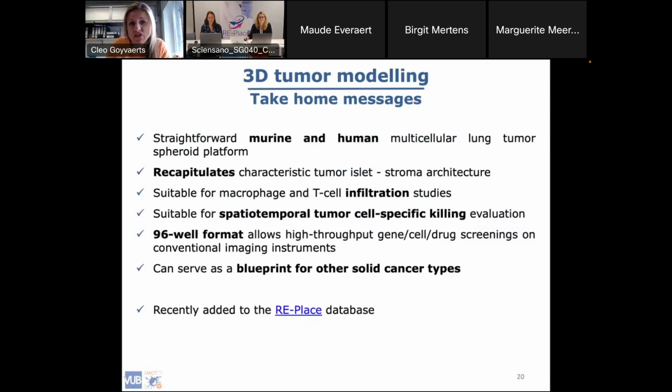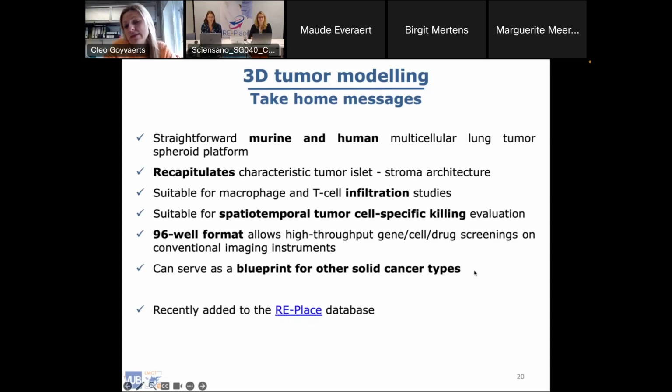I think as take-home messages we can say that this is quite a straightforward way. It's not difficult to basically mix the cells once you have them at hand, of course. It can fairly recapitulate the characteristic tumor islet stroma architecture. We tested it for macrophage and T cell infiltration studies, but of course, this opens up many more application possibilities for other groups. It's suitable for spatial temporal tumor cell specific killing evaluation, something, again, I want to stress is impossible in vivo. It can go in a 96 well format, so you have a lot of different wells at your disposal.